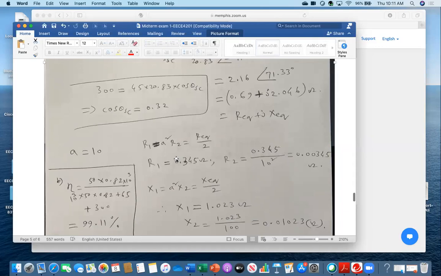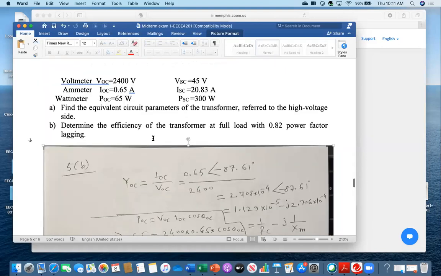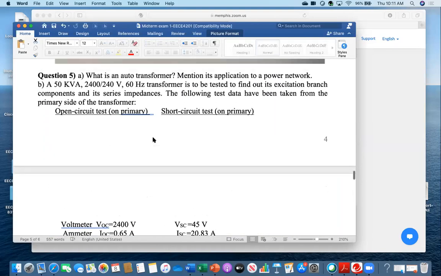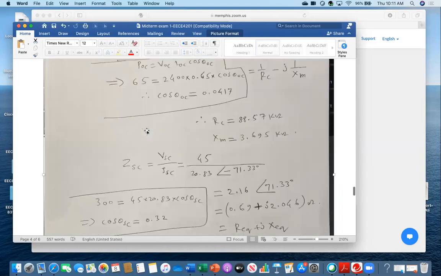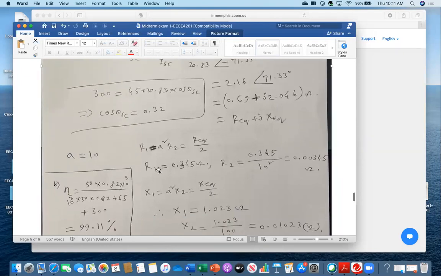So you see that we had an approximation that for a well-manufactured transformer, R1 equals a squared R2, equal to R equivalent by 2. A was the turn ratio. Sorry, the 10 was the turn ratio. That's why I have written A is 10. Where is that number? This one, 2400 over 240. This means the turn ratio is 10. And then if you do that, R1 is 0.345 ohm. R2 is 0.00345 ohm. So you see your answer.